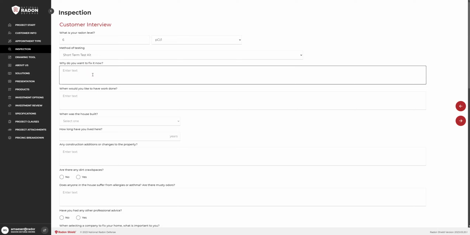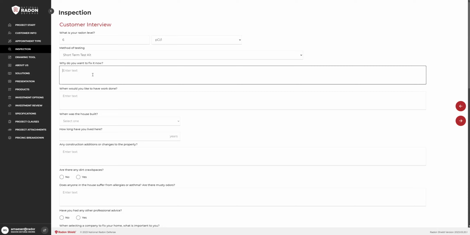Why do you want to fix your home? Everything we do as a company should revolve around the customer's reasons for fixing the home, right? So we have our mission, right? We want to help our communities from lung cancer, but customers all have different reasons. And this is our chance to just ask the question and listen. It's an opportunity to show them that we care, and that we're empathetic, and that we hear them, okay? So whatever the reason may be, just type that in on your tablet.